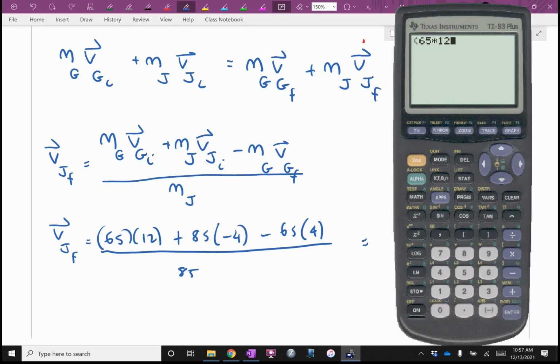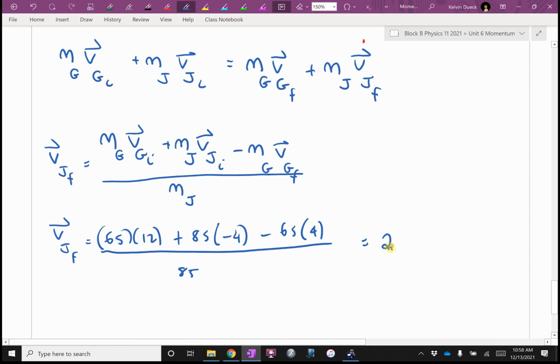65 times 12 plus 85 times -4 plus, no, not plus, Mr. Dewick, minus 65 times 4, close off the top, divided by 85. Do you get 2.11? 2.12? Direction.